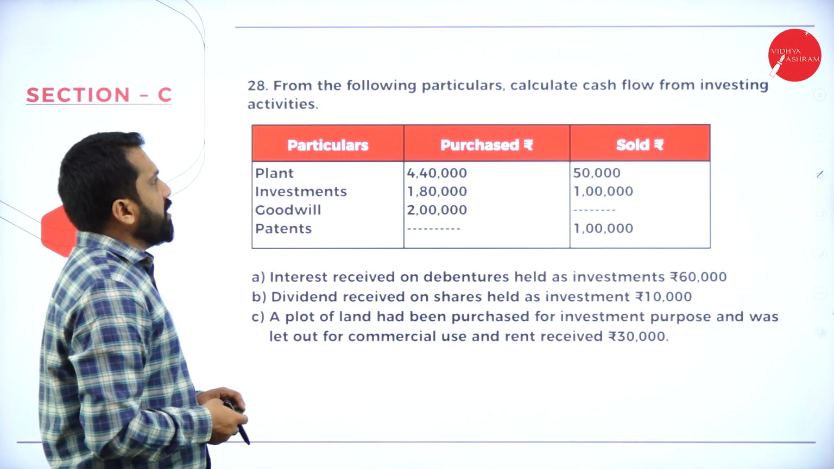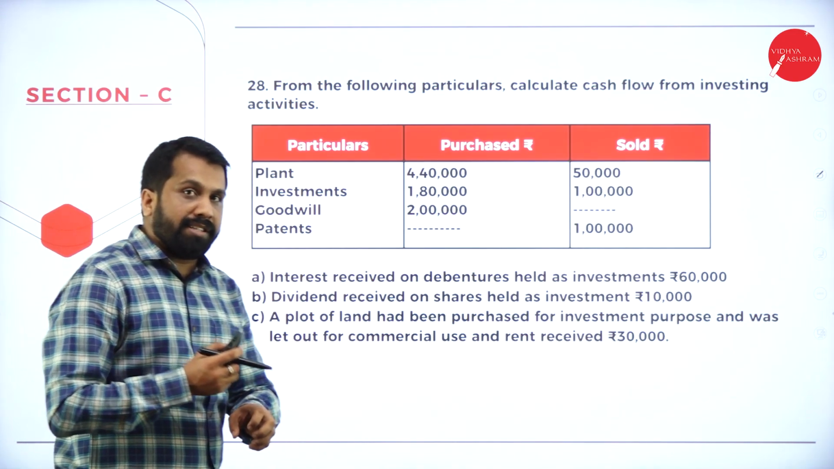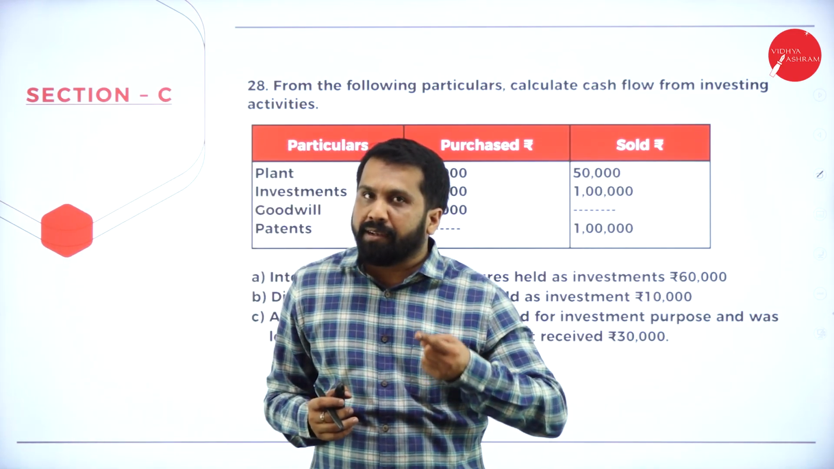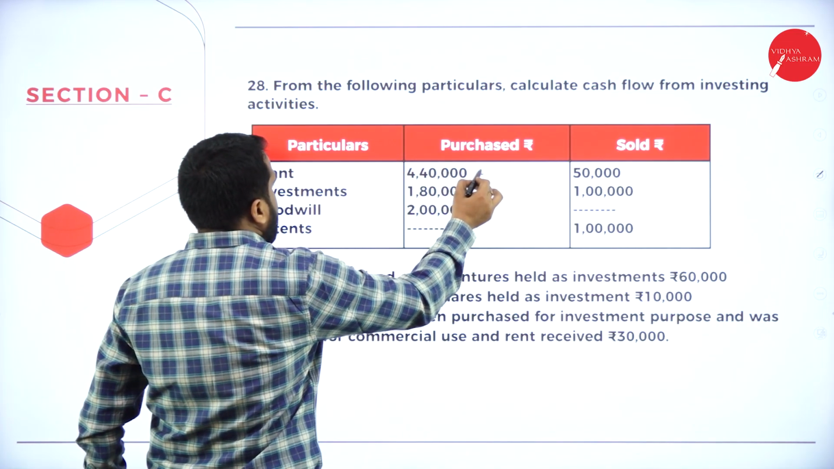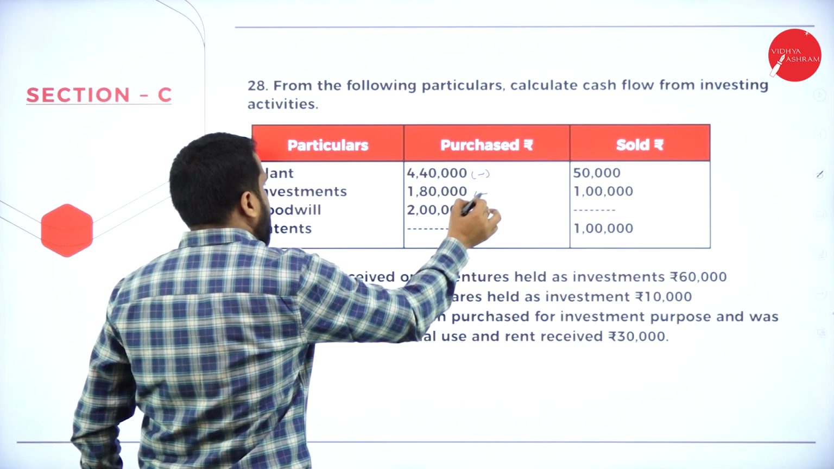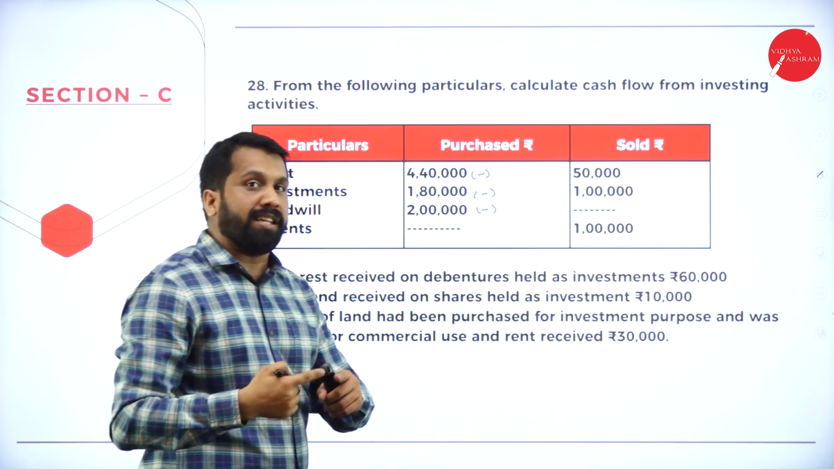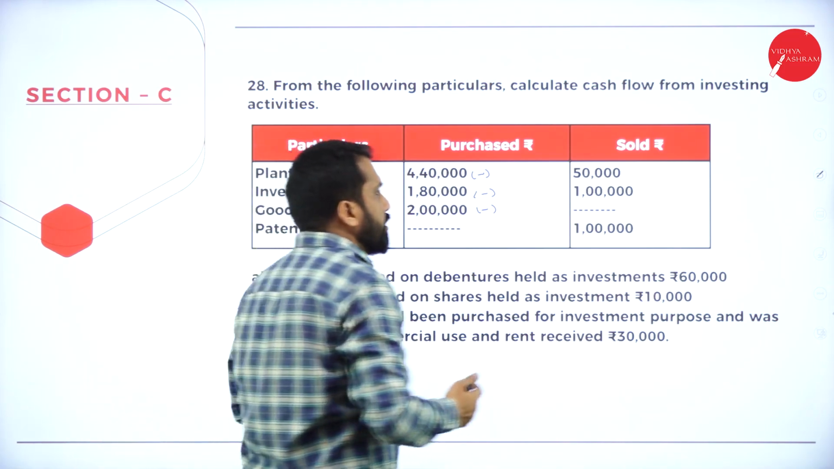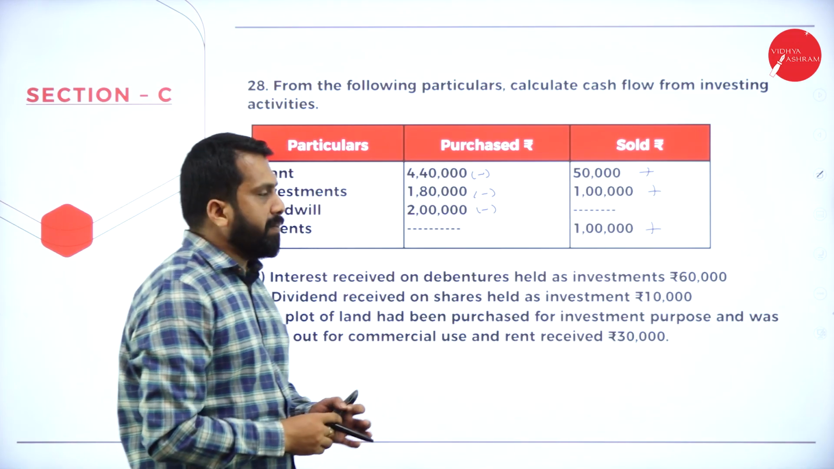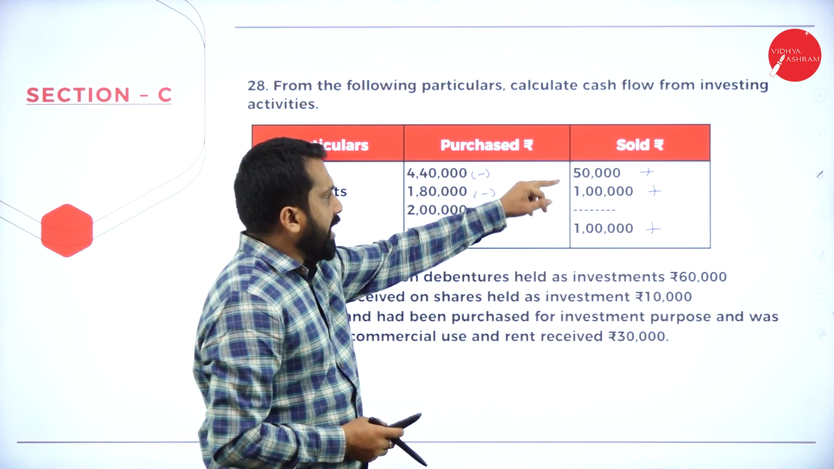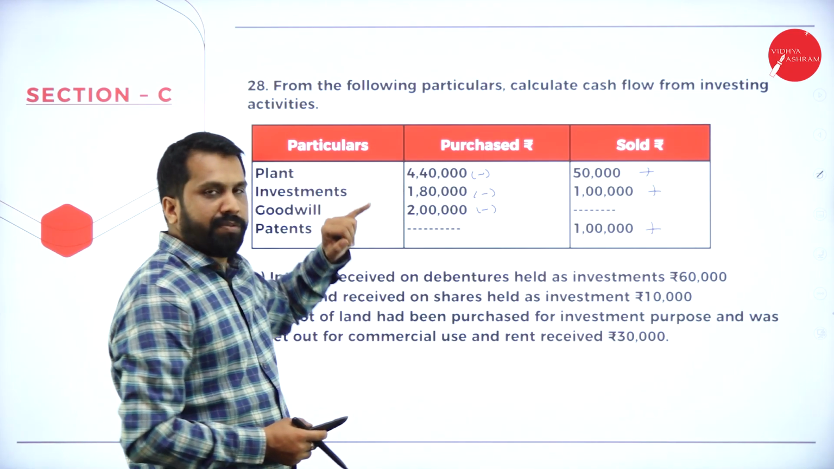From the following particulars, calculate cash flow from investing. Simple one. If you are receiving, add. If you are paying, minus. I'll show you. Purchase means you are paying, payment. Sold means if you sell something, what will you get? Cash. So it will be your income. Clear? 1 lakh plus 1 lakh plus 50,000 minus 2 lakh minus 1 lakh 18 minus 4 lakh 40.